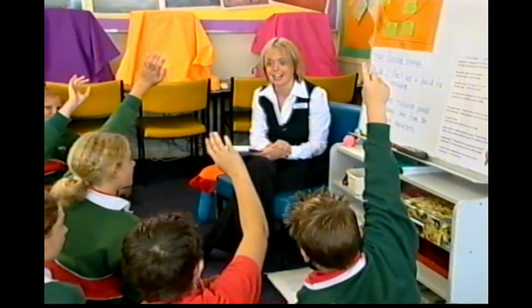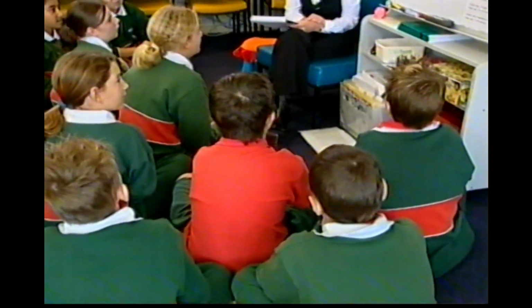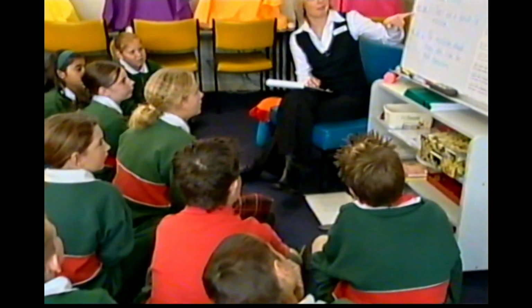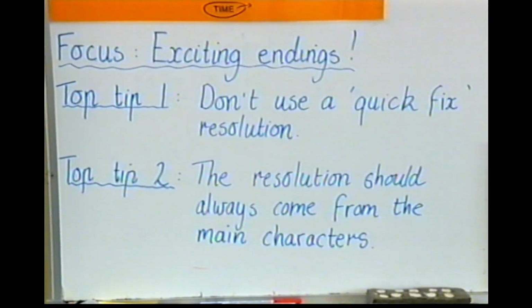What happened on our narrative graph? If you were drawing a graph of that narrative, what would happen, Jay? Just go up and drop. And drop. Very good. It's what we call, and we've got a writing tip here, a quick fix at the end.